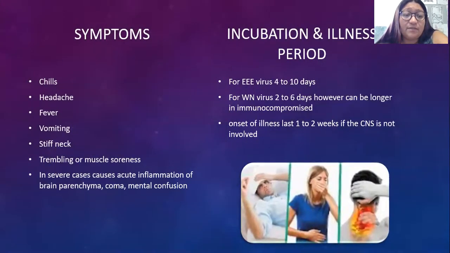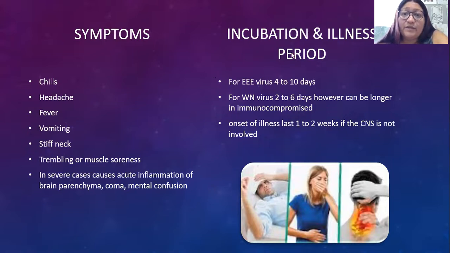Some symptoms are chills, headache, fever, vomiting, a stiff neck, trembling or muscle soreness. In severe cases, it causes acute inflammation of the brain parenchyma. It can cause coma, mental confusion.